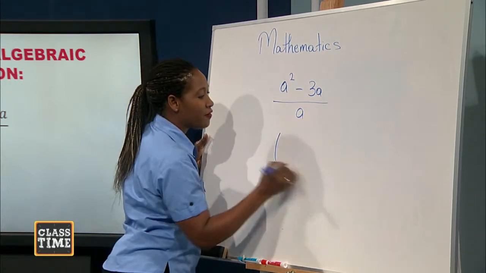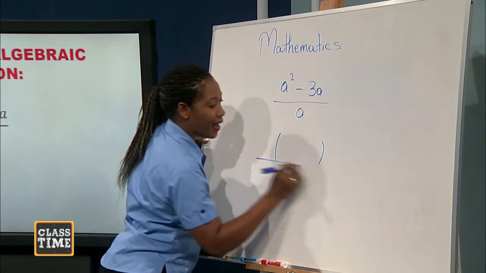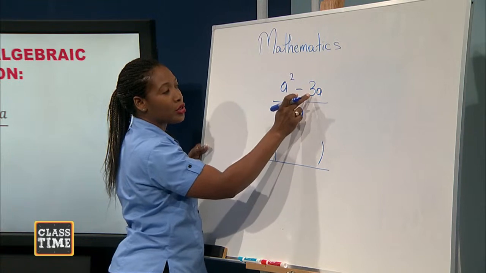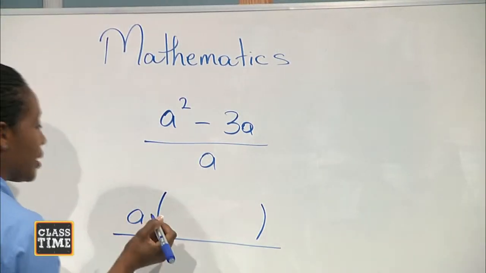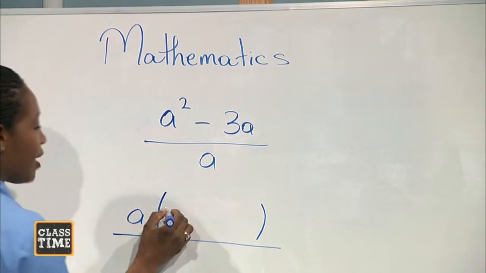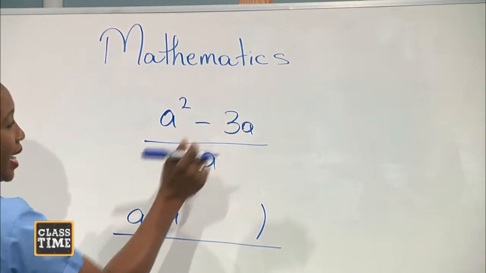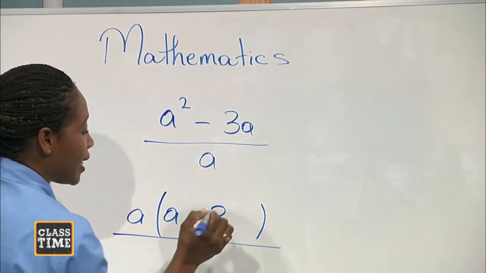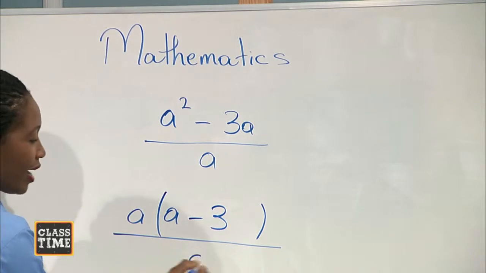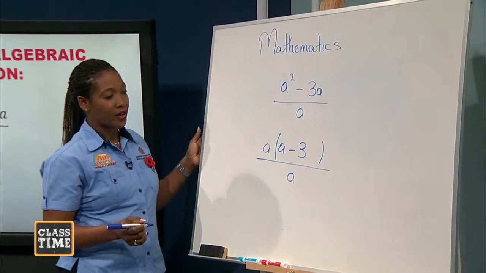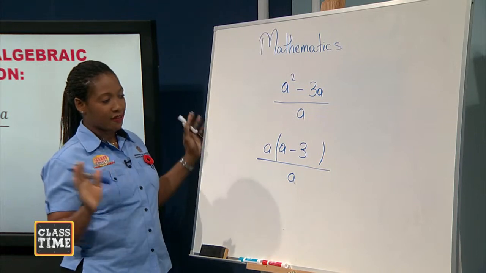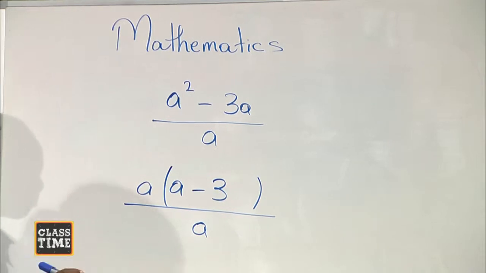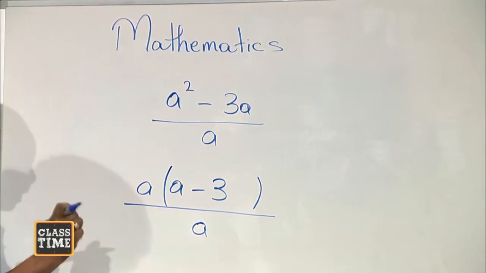Yes. So I'm going to factor out what's common. a is common to both a squared and 3a. If I factor out a from a squared, I have a left. If I factor out a from negative 3a, I would have negative 3 left. And of course, we have one term in the denominator. So that's pretty much it. I've factored out a. So now I have a, open bracket, a subtract 3, close bracket, all divided by a.